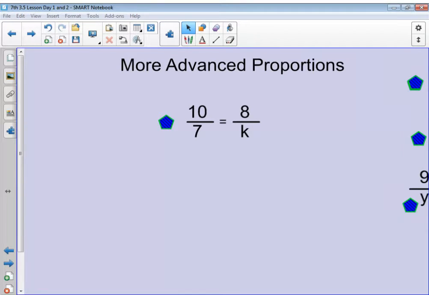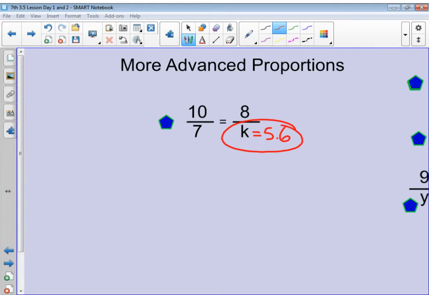Okay, so here's one where it's a little more advanced. So I'm going to have you work through this one. You can either use your cross multiply divide, which is probably going to be easier here just because there's not an easy number. It's a decimal number that they're working with between 10 and 8. So go ahead and work through this one and then check your answer in just a minute. You should have gotten K equals 5.6 for this one.